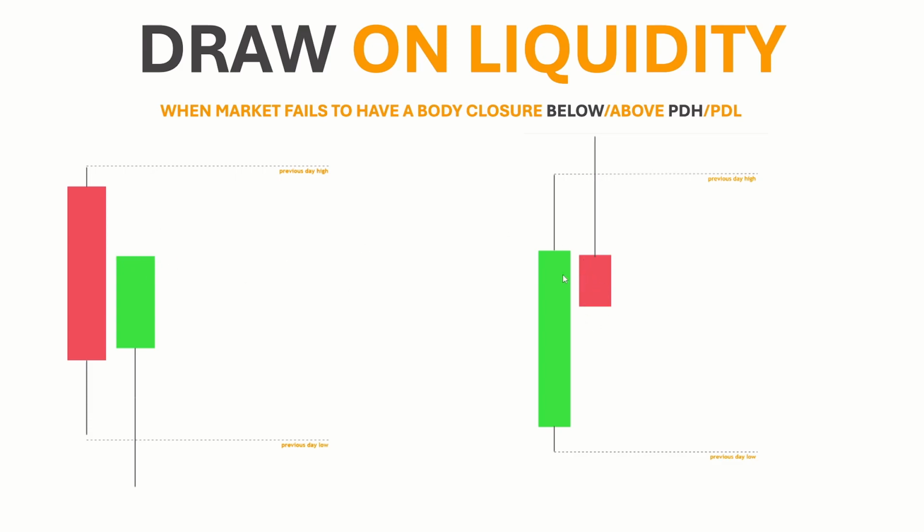As in this example, you can see the previous day high has been broken. However, we have body closure within our zone. Body has not closed above the previous day high. So for the next day, we can estimate for the low to be broken. I'm going to hop onto the chart and show you guys what I mean, so let's get into it.